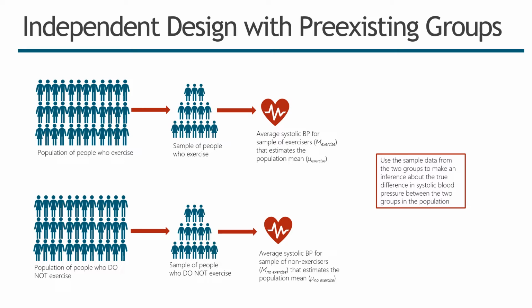And so in this case, we could look at, say, the average systolic blood pressure for this sample of people who exercise and compare it to the blood pressure of people who do not exercise. So what we're going to do is compute a statistic to compare these 2 sample means to make an inference about the differences in the population between these 2 groups in terms of their systolic blood pressure.